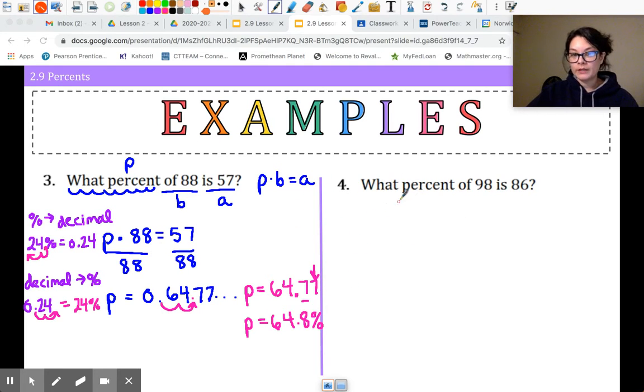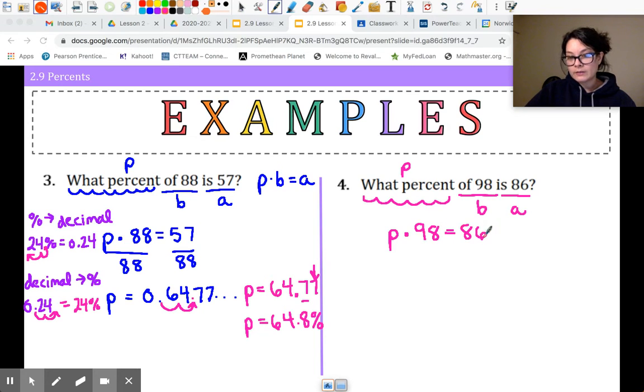Let's do one more like that, where we're finding the percent. So what percent of 98 is 86? Again, we're asked to find the percent of 98. That's my keyword of, which gives me my base. Is tells me that my part is 86. So I'm just going to substitute everything I know into this formula here. I don't know my percent. I know my base is 98. I know my part is 86.